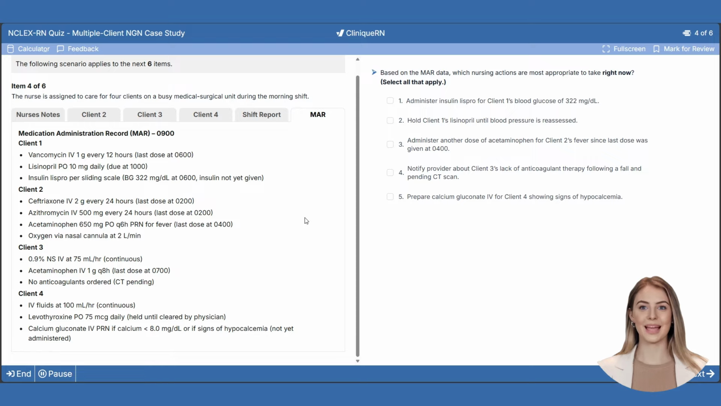Now to the question. Based on the MAR data, which nursing actions are most appropriate to take right now? Select all that apply. 1. Administer insulin lispro for client 1's blood glucose of 322 milligrams per deciliter. 2. Hold client 1's lisinopril until blood pressure is reassessed. 3. Administer another dose of acetaminophen for client 2's fever since the last dose was given at 0400. 4. Notify the provider about client 3's lack of anticoagulant therapy following a fall and pending CT scan. 5. Prepare calcium gluconate IV for client 4, showing signs of hypocalcemia.